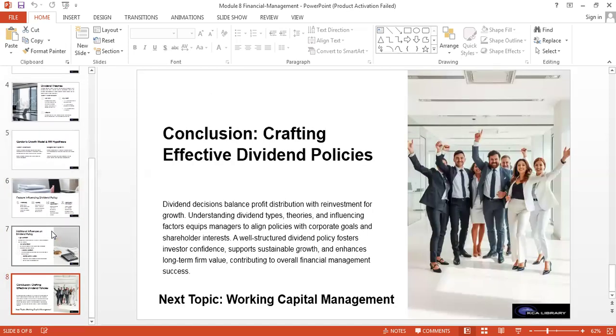In conclusion, dividend decisions balance profit distribution with reinvestment for growth. Understanding dividend types, the theories, and the influencing factors, as we've looked at, equips managers to align policy with corporate goals and shareholders' interests. So a well-structured dividend policy fosters investment confidence, supports sustainable growth, and enhances long-term firm value, contributing to overall financial management. And this is what we have to talk about for dividend policy.